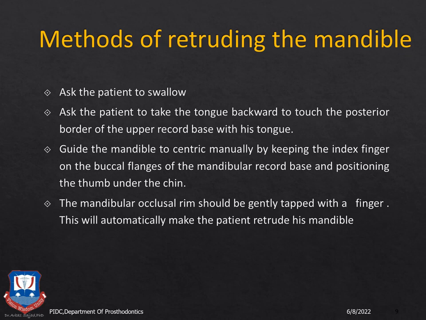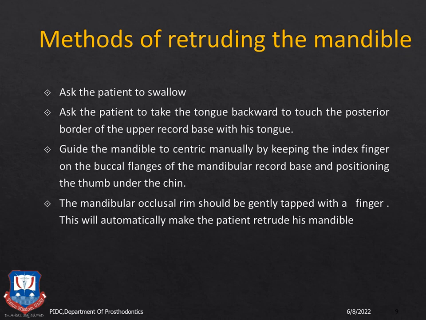First is the physiologic method in which the patient is asked to repeatedly swallow. The second is the patient is asked to fold the tip of the tongue backwards towards the junction of the hard and the soft palate. And the third is to guide the mandible to the centric relationship manually by keeping the index finger on the buccal flanges of the mandibular record base and the thumb over the chin and gently guiding the patient's mandible in a posterior and superior direction.